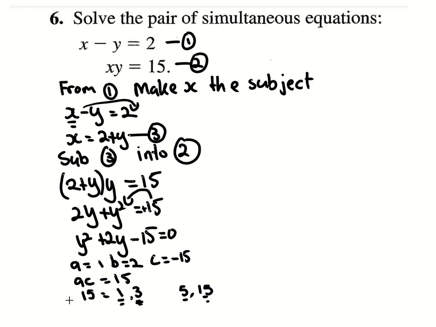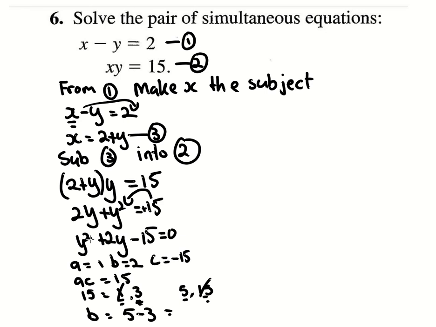This is your fourth step. If I add 1 and 15, I'm going to get 16. If I subtract 15 and 1, I'm going to get 14. There's no way I could use those pairs. I'm going to cross it off. What about 3 and 5? Yes. So B will now be 5 minus 3. And that would give you 2.